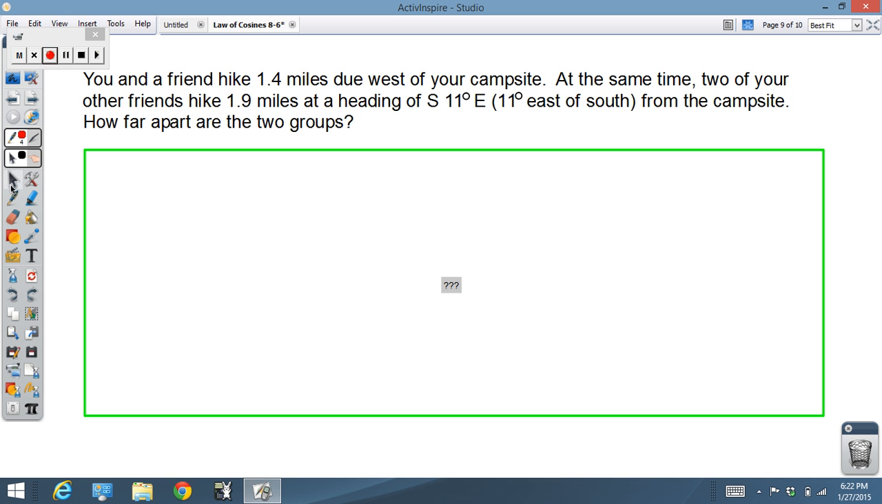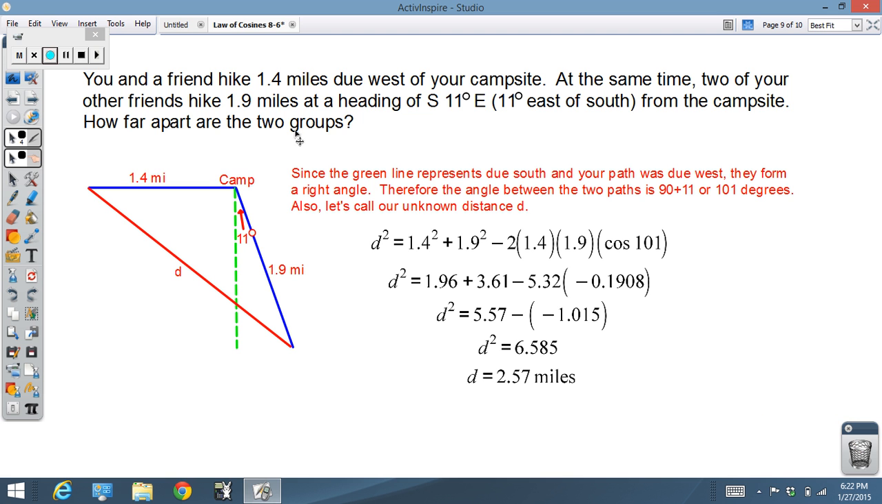So pause, answer coming now. All right, so we're going to draw our picture of our triangle. Okay, you and a friend are starting at camp and hiking 1.4 miles west. Two other friends are hiking 11 degrees east of south for 1.9 miles. Now the tricky part here is that this is what 11 degrees east of south means. Okay, it means I would look at what's pure south and go 11 degrees over that way. So this is an 11-degree angle. Let me clear those off for you.